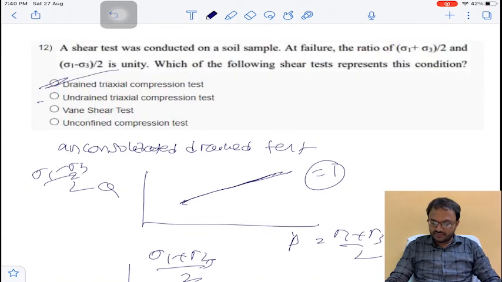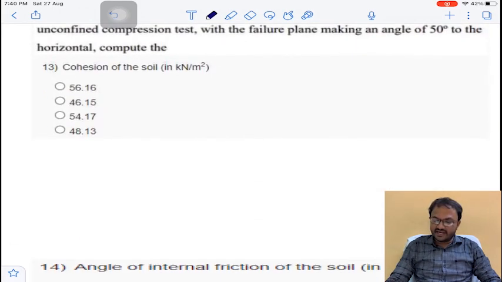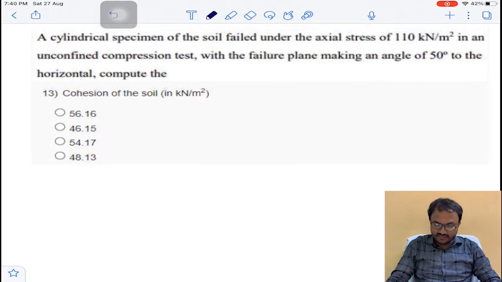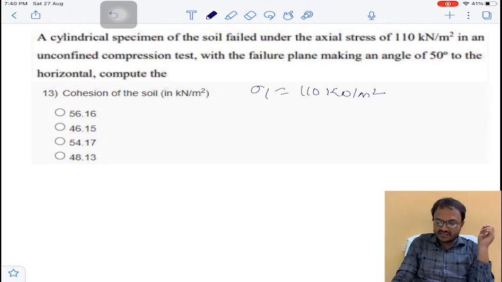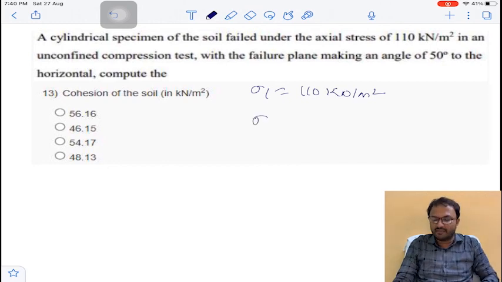And now there are two interlinking questions. A cylindrical specimen of soil failed under axial stress. So that is sigma 1 is equal to 110 kilonewton per meter square in an unconfined compression test. In unconfined compression, there is no lateral pressure. That is sigma 3 is equal to 0. The axial stress will become major principal stress. There is no minor principal stress. The failure plane making an angle 50 degrees. Failure plane making an angle 50 degrees means alpha is equal to 50 degrees.